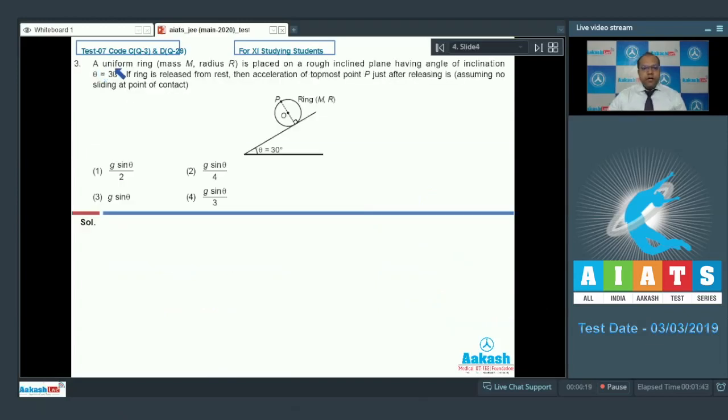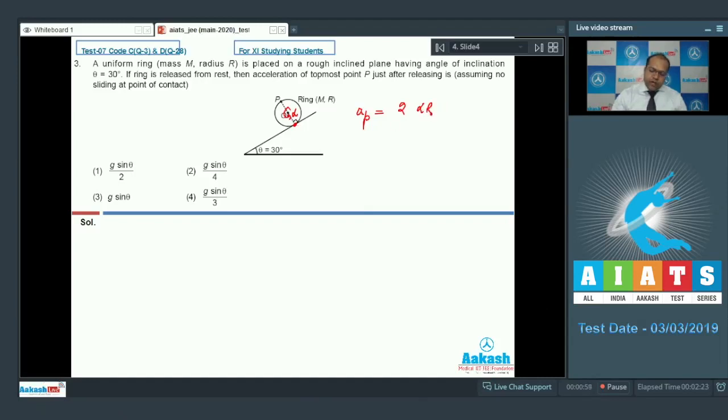In question number 3, a uniform ring of mass m, radius r is placed on a rough inclined plane having angle of inclination theta equal to 30 degree. If the ring is released from rest, then find the acceleration of the topmost point just after releasing, assuming no sliding at the point of contact. When there is no sliding at the point of contact, and let the angular acceleration of the ring about its center of mass be alpha, then we can say that the acceleration of the topmost point is 2 times alpha into r.